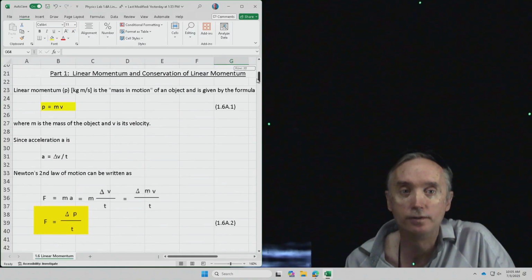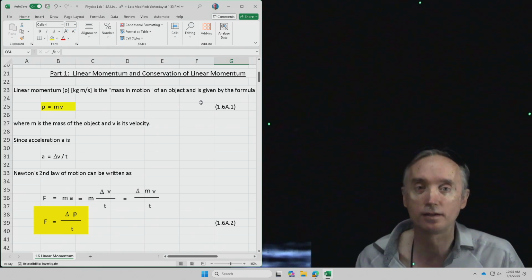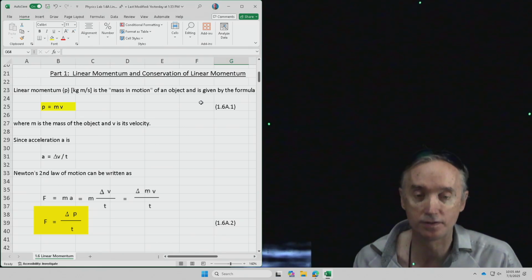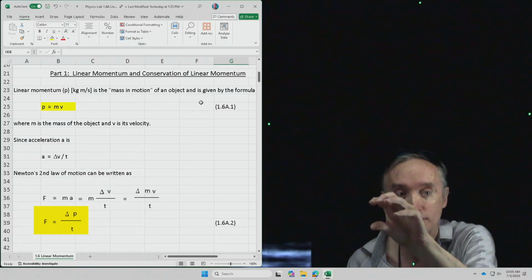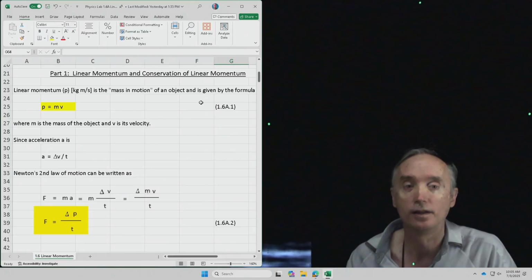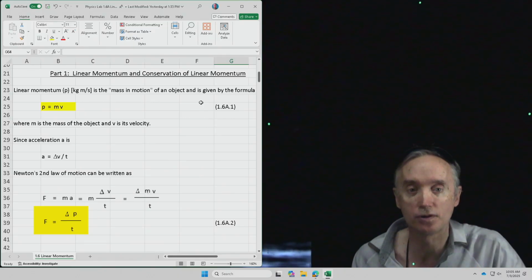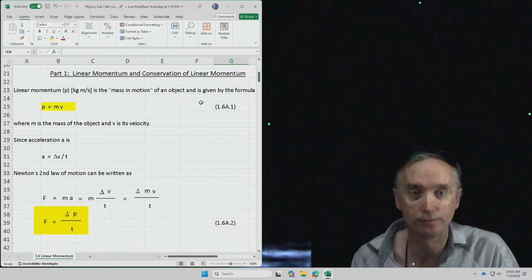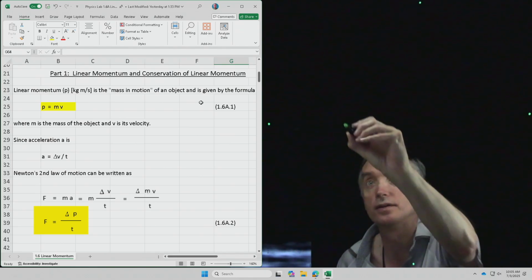So part one is linear momentum and conservation of linear momentum. So exactly what do we mean by linear momentum? So far we have discussed things that are going sideways, moving in a straight line, so linear. And so this is the kind of momentum associated with objects that are moving in a straight line. Later we'll talk about angular momentum, which is the momentum associated with something that is moving around and around.